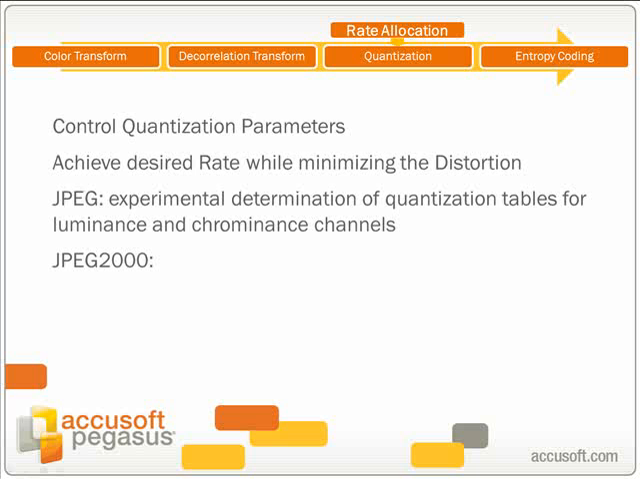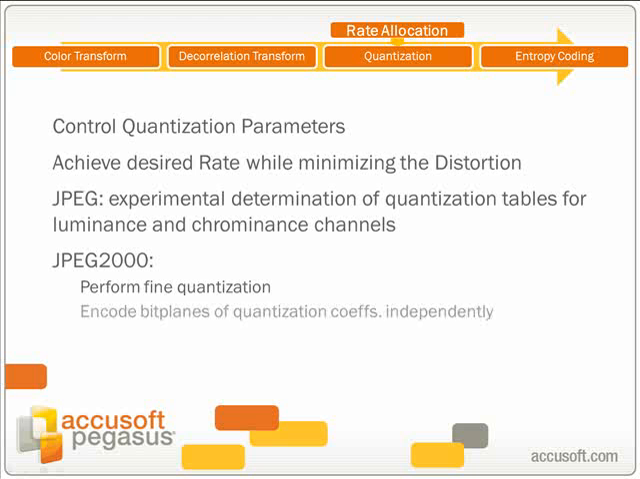JPEG 2000 uses a way more sophisticated approach that I will only describe very superficially for now. First, all wavelet coefficients are quantized very finely. Then, for each frequency and blocks of spatially neighboring quantized coefficients, only the most significant bit is encoded, then the second most significant, and so on. Those chunks of data are called bit planes.